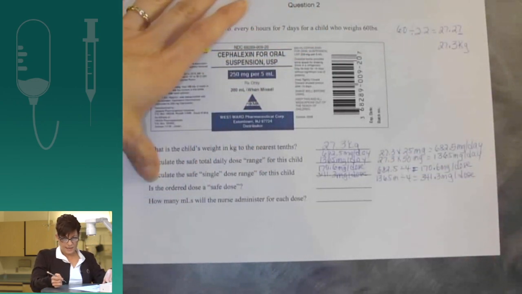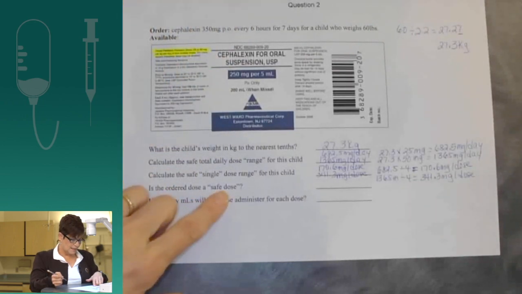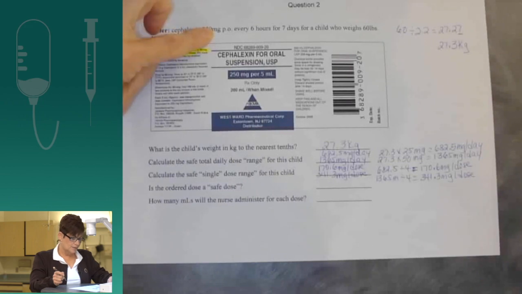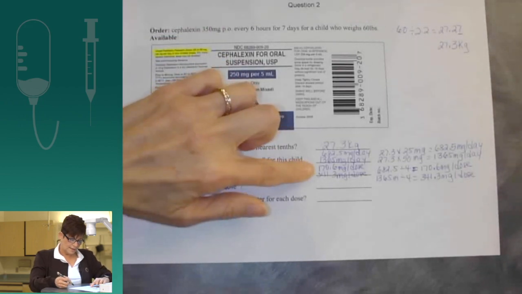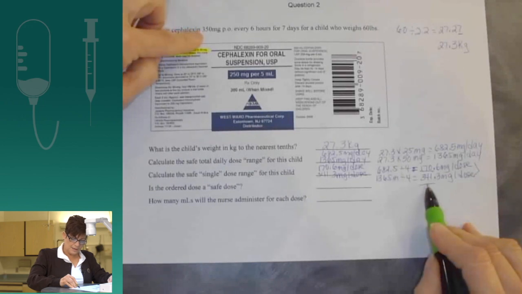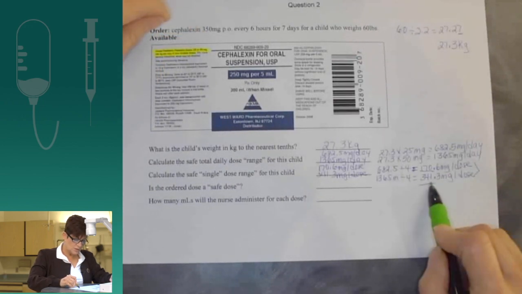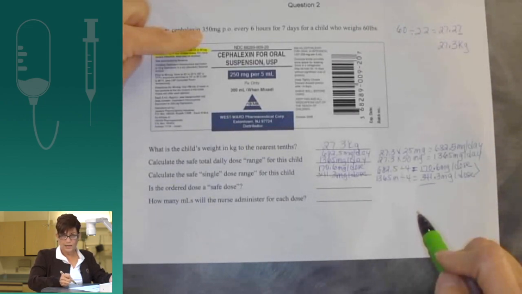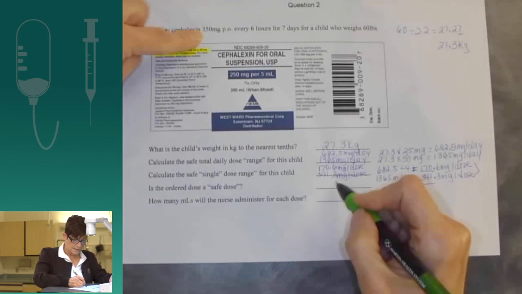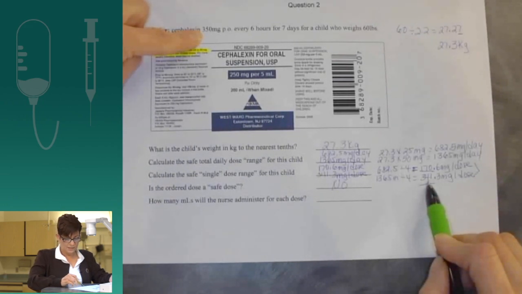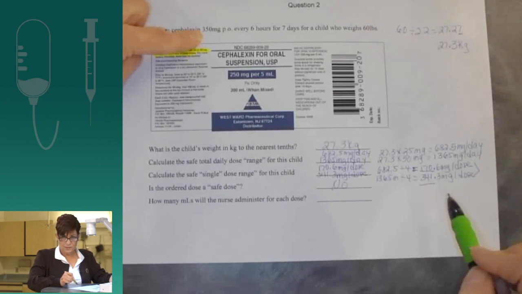So now the question is asking, is this ordered dose a safe dose? So we look at what the physician had ordered. The physician ordered Cephalexin 350 milligrams every 6 hours. So we look at this dosage and see whether it fits within this range. The highest amount would be 341, and this is 350. So is this a safe dose to give this child? And we have to say no, because this medication is more than the 341. So this is not a safe dose to give this patient.